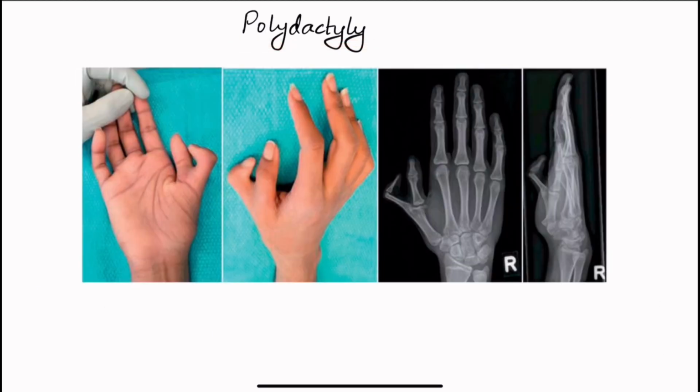Polydactyly is the condition of presence of an extra digit, like you can see in this particular condition here as well. The metacarpal bifurcates and forms an extra digit.